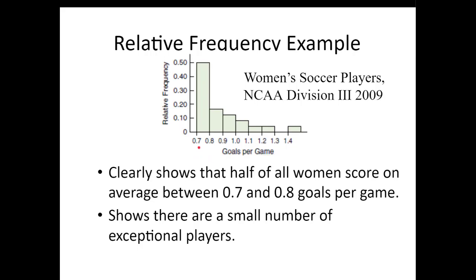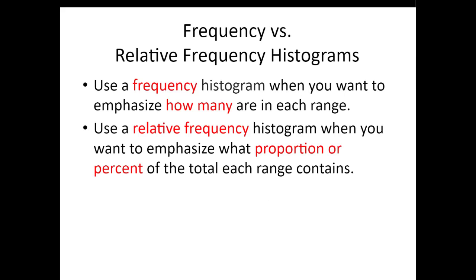So this shows that approximately 50% of professional women soccer players score between 0.7 all the way up to 0.8, but not including 0.8 goals per game. And there is a very small amount of exceptional players, probably less than 5%, who score 1.4 goals per game on average. So when do you use each one?